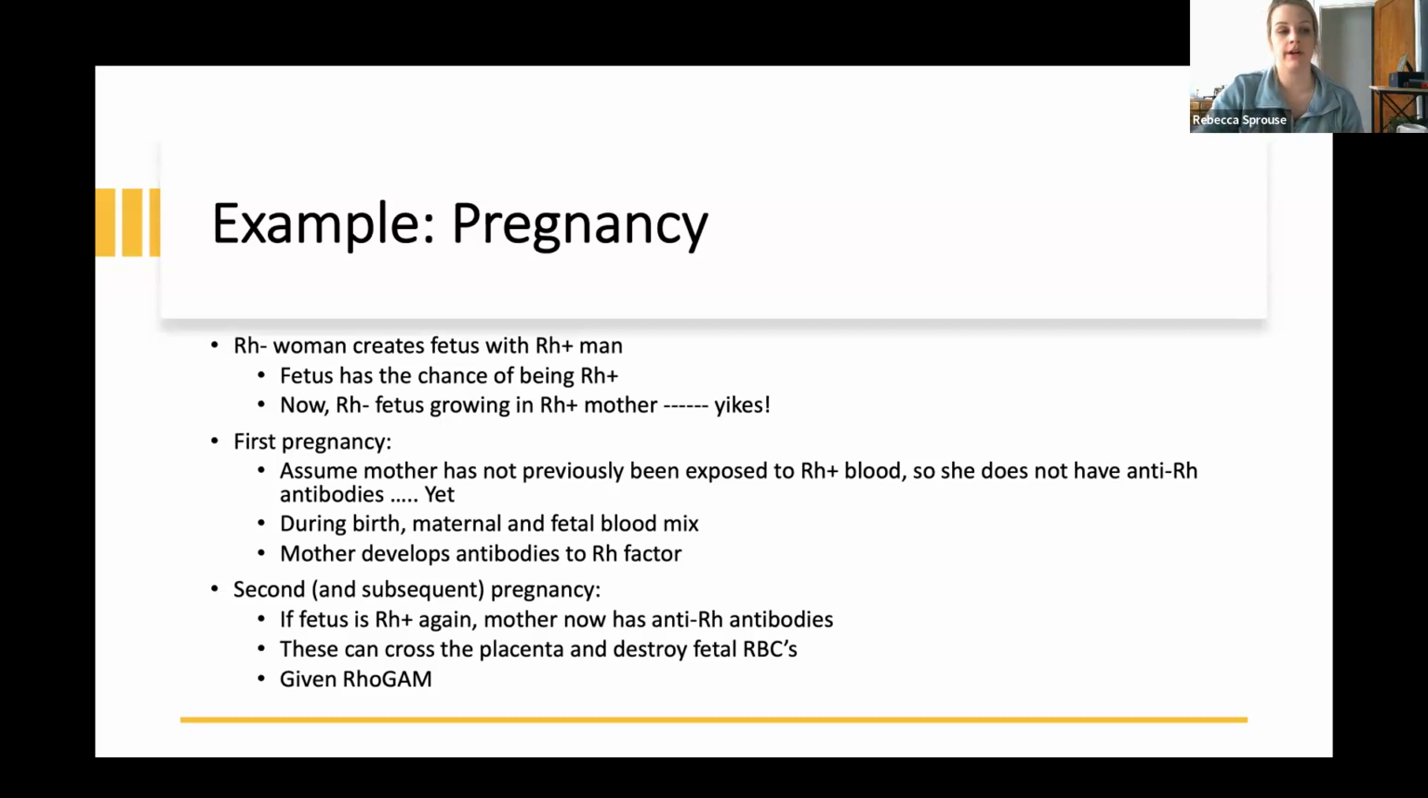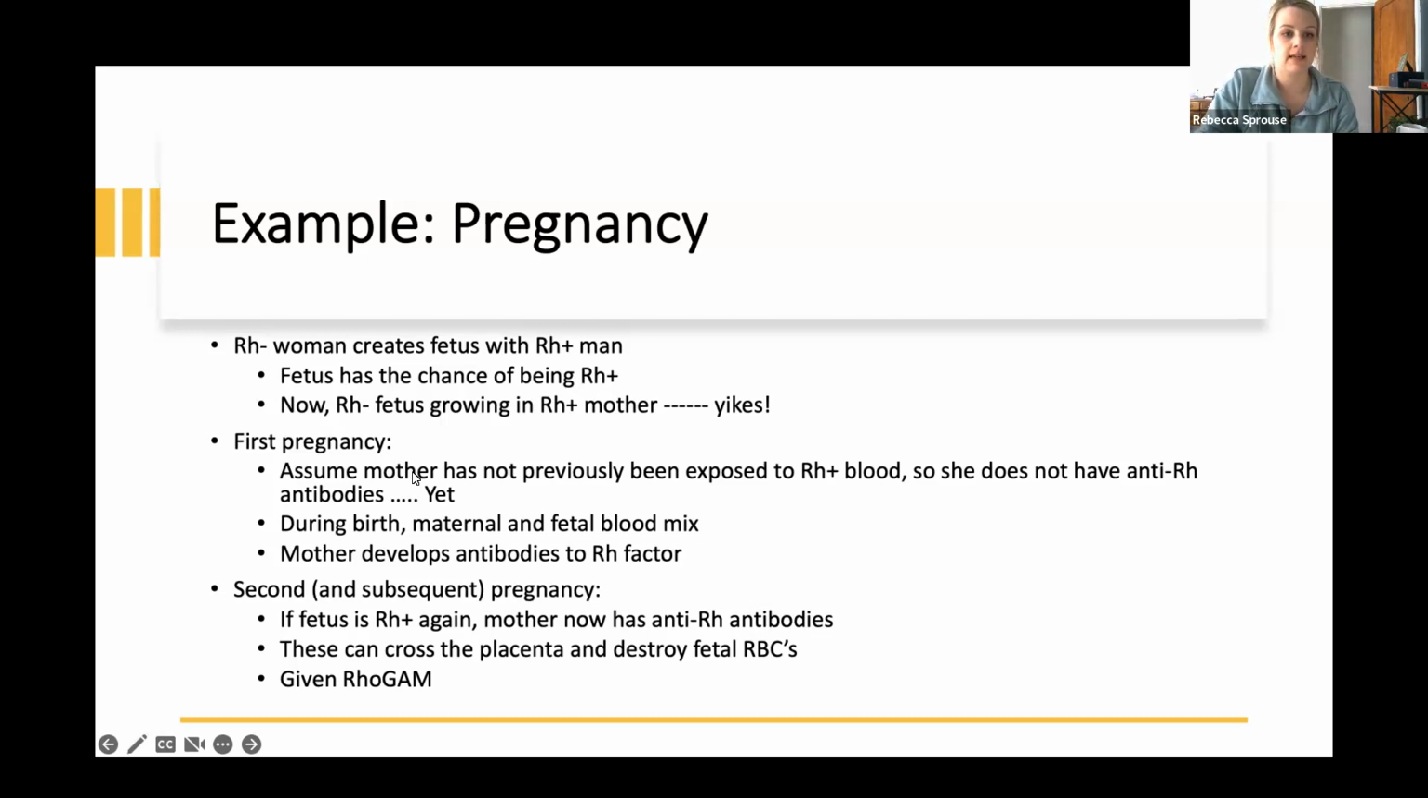And if you have an Rh positive fetus inside a mom who's Rh negative, remember that mom doesn't necessarily have antibodies that she knows of yet because maybe she's never been exposed to Rh positive blood before, but now she's going to be exposed to it because she's pregnant with a fetus with Rh positive blood.